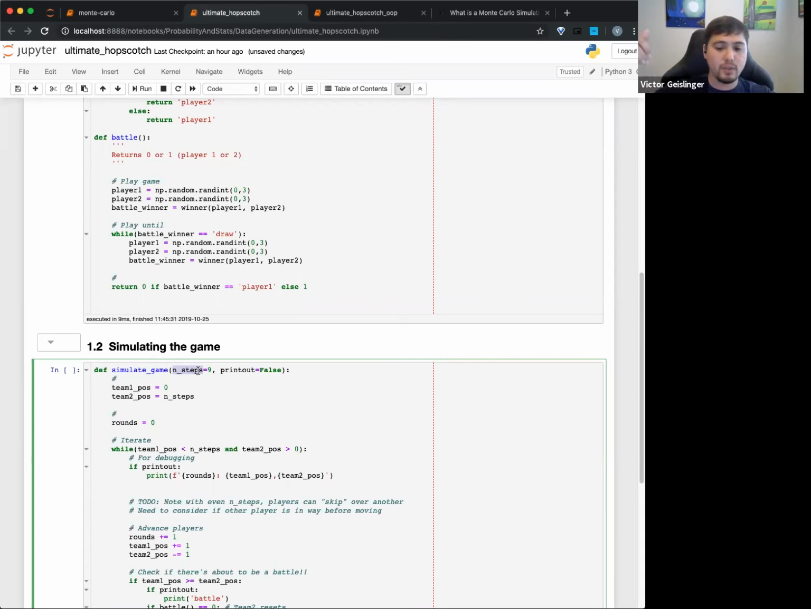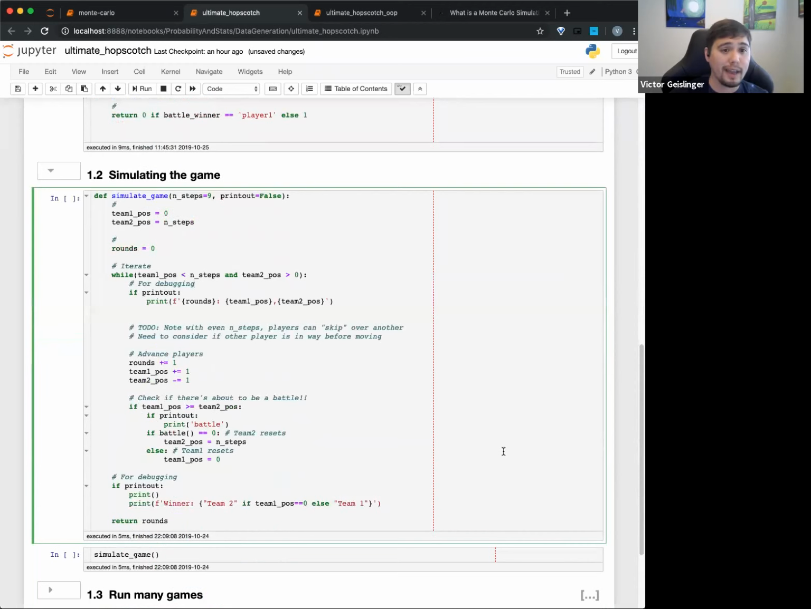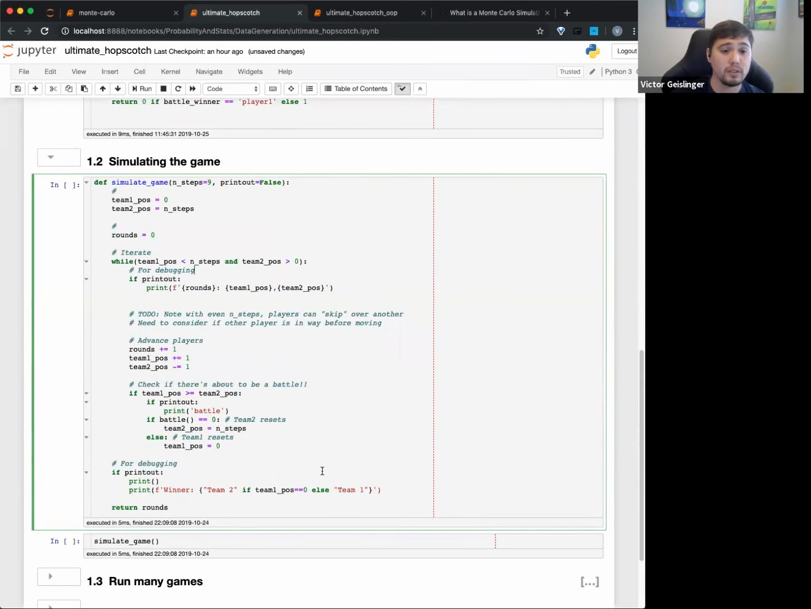And I'm having the players just walk one by one, versus different speeds. But you can imagine tweaking this game, where maybe sometimes they will go twice as fast, and other times some players might go slower. In this case, they're all the same speed.